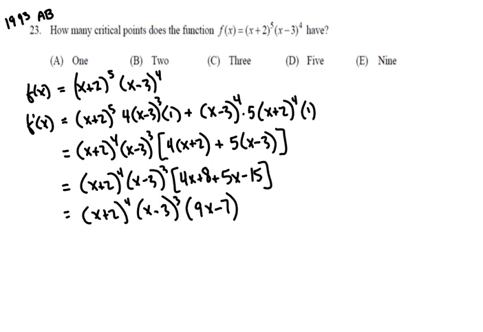We're going to have three critical points here. X equals negative 2, x equals 3, and x equals 7/9. We're not really asked for what they are. We're only asked how many there are, and there will be 3. So this process of finding the derivatives using the product rule and then factoring out those factors is very important. And you can see that we end up with 3 critical points, and we're all done with this one.